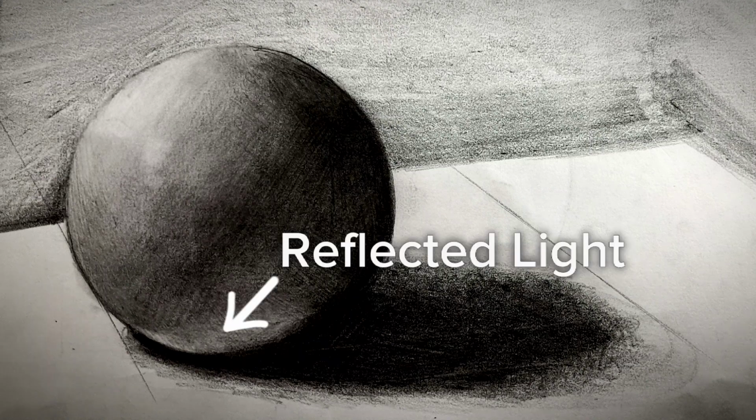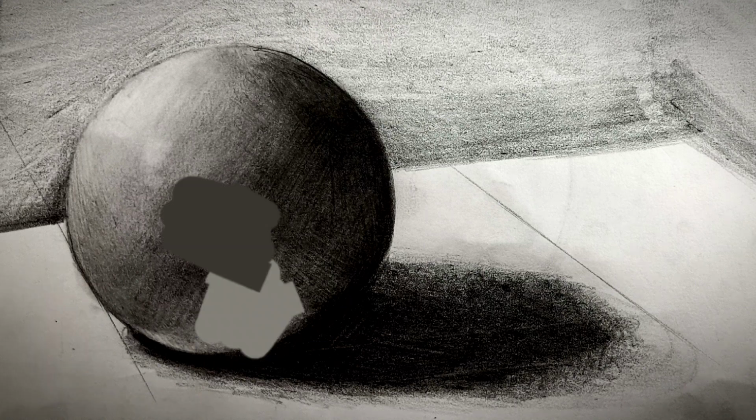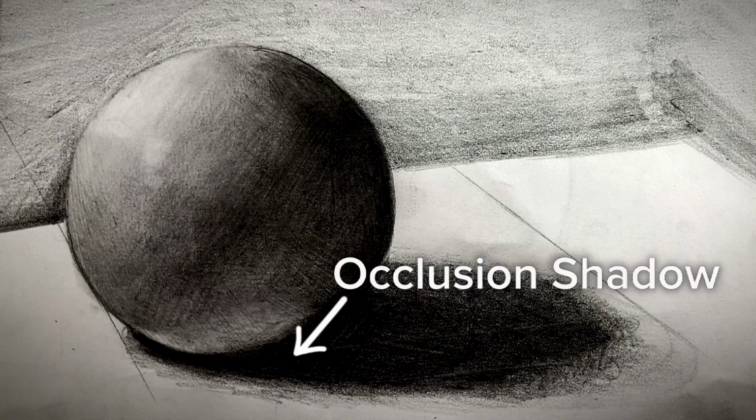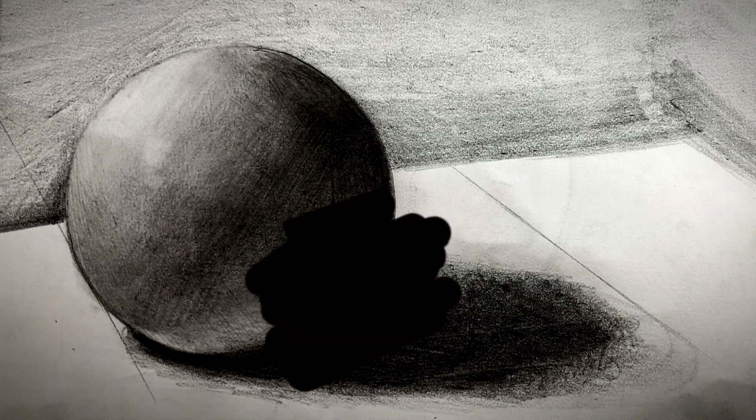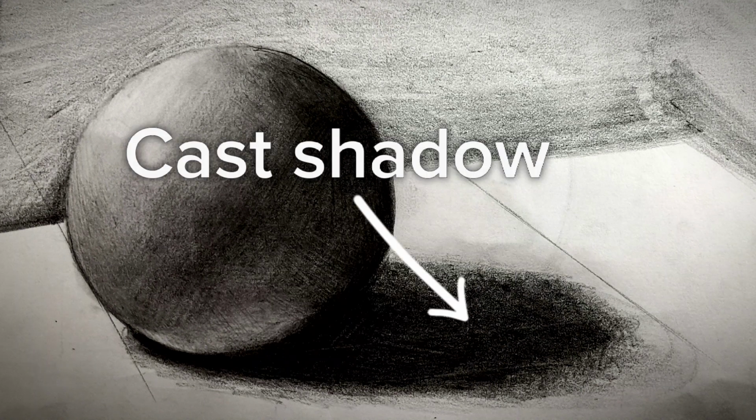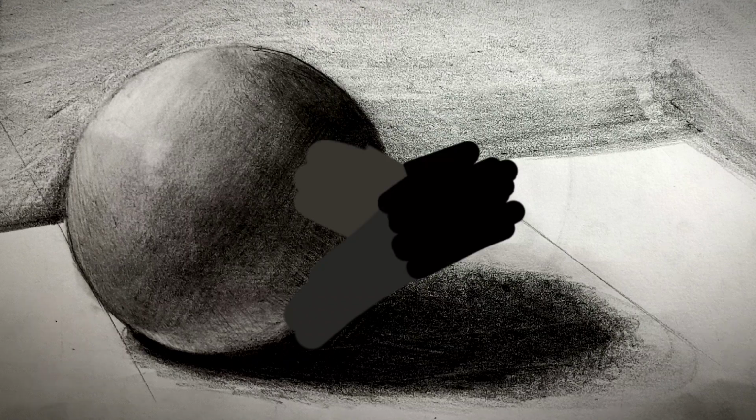Next is reflected light. This is the light that bounces back into the object from nearby surfaces. It is usually a slightly lighter value than the midtones. Next one is occlusion shadow. This is the darkest shadow on the object and occurs when the object blocks the light completely. It is usually the darkest value in your drawing. And then it is cast shadow. This is a shadow that is cast onto nearby surfaces by the object. It is usually darker than the midtones but lighter than the occlusion shadow.